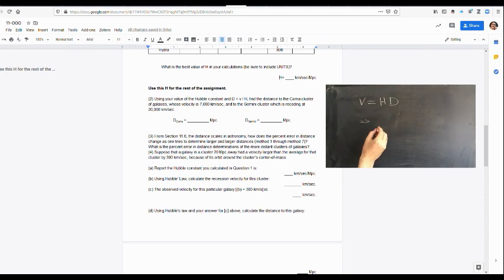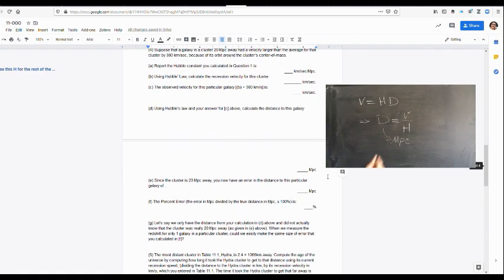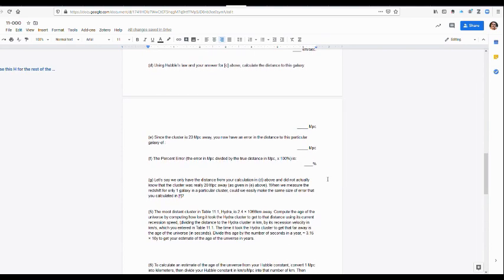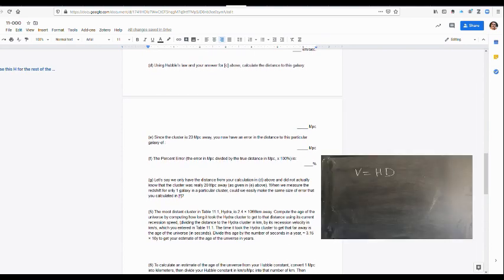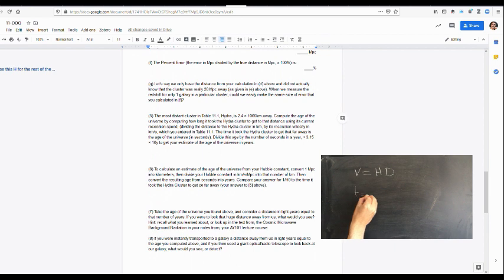There are a few questions where you have to calculate distance. It's the same formula, just play with it. v is equal to h times d, so distance is equal to v divided by h. And distance is in megaparsec. Sometimes you need v, sometimes you need distance. But h is a number you got from your best value in the table.